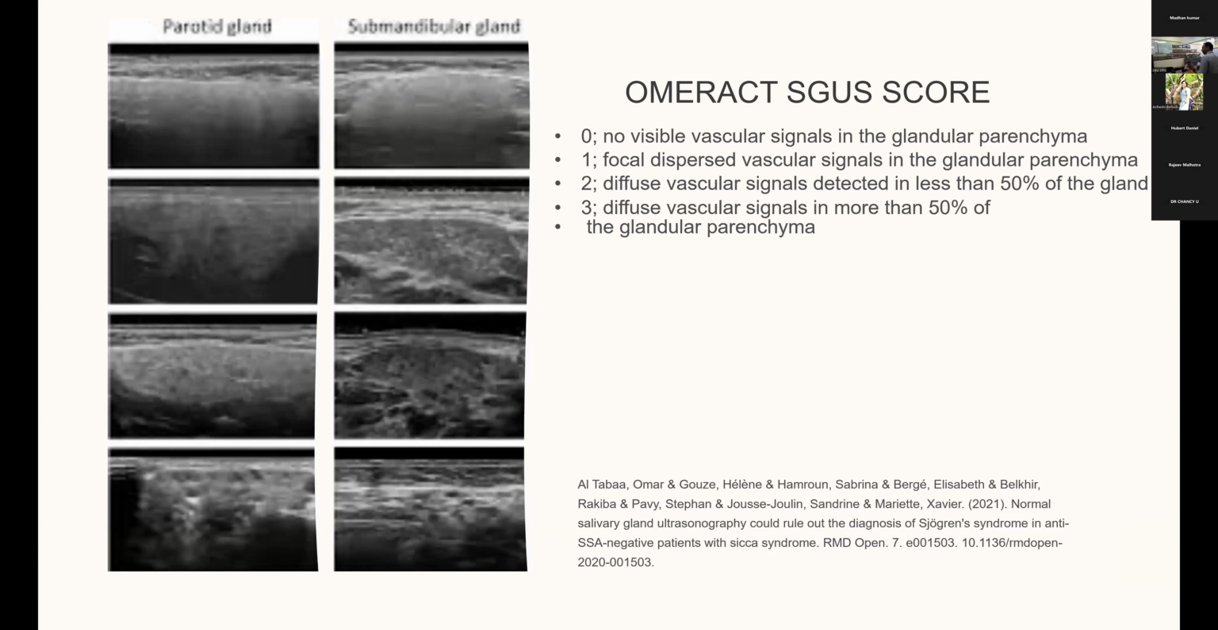Coming to what score they used, this is the OMERACT score that has actually been validated in Sjogren's. This is to look at salivary gland involvement, based on the scores. All these sonographers, including the trainee, were given written instructions and trained on 10 patients as to how to score these patients prior to the study.